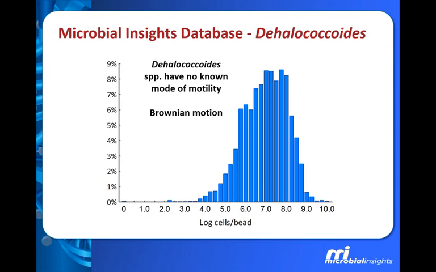This is from Microbial Insights database, looking at thousands of different samples and the distributions of the concentrations of Dehalococcoides that were detected. And so obviously, simple Brownian motion is sufficient to get these organisms on the inside of the bead. And then once they get on the inside of the bead, they will grow and reproduce there if the conditions in the aquifer are favorable to the growth of the organisms.